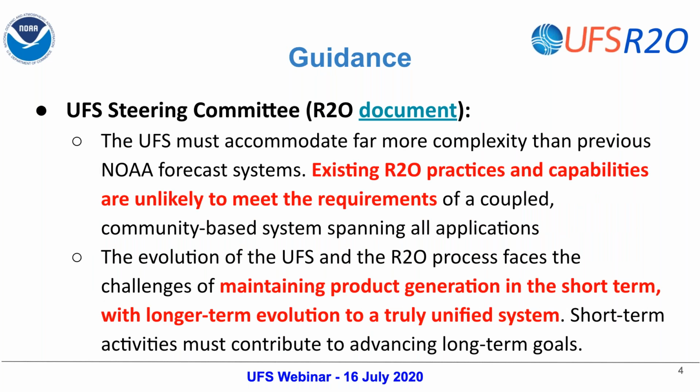There's a document put out by the SC called the R2O document. And in there, it points out that existing research to operations practices and capabilities are unlikely to meet the requirements going forward, particularly as we start to think about a fully coupled Earth system model providing guidance for forecast products across a wide range of applications. And also the R2O document points out that maintaining product generation in the short term with longer term evolution to a truly unified system is really the goal, but it is a challenge. And we need to start thinking, and not only start, but continue thinking about how to do that.